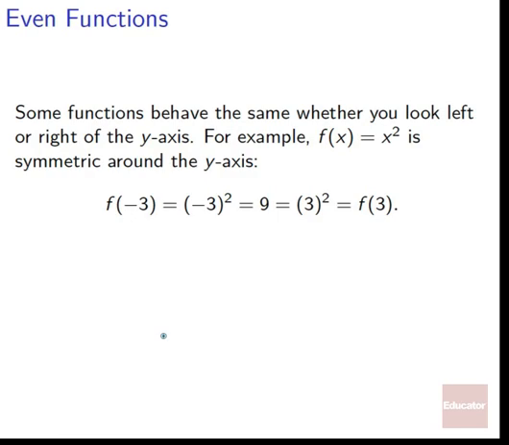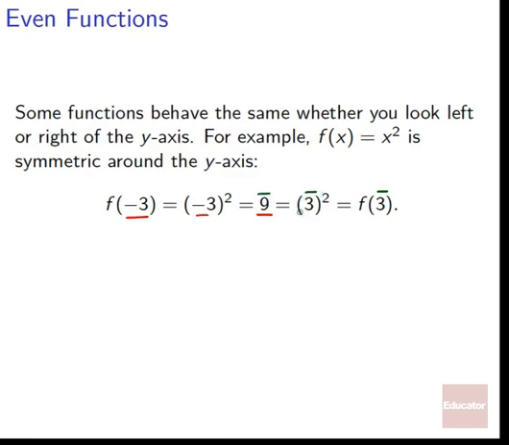So even functions, some functions behave the same whether you look left or right of the y-axis. So for example, let's consider f of x equals x squared. It's symmetric around the y-axis. What do I mean by this? Well, if we plug in f of negative 3, that's going to wind up being negative 3 squared, so we get 9. But we could also plug in the opposite version to negative 3, right? If we flip to the positive side, negative 3 flips to positive 3. If we plugged in positive 3, then f of 3 is 3 squared, so we get 9 as well.